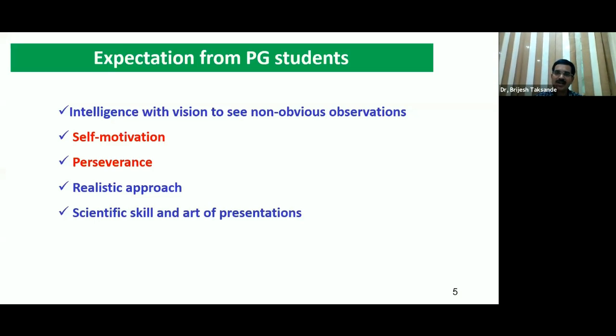Presentation may be associated with the writing of papers. Presentation may be associated with the conference presentation. Presentation may be associated with the biannual presentation carried out at your institute level, or may be associated with the university examination level. So these three components: laboratory work, development of the skill required for carrying out the PG research, and the art of presentation, maybe written presentation or oral presentation. Both are equally important. So these are all expectations from the PG student, and I hope you would be having all these qualities. You need to develop them if you are not having them.